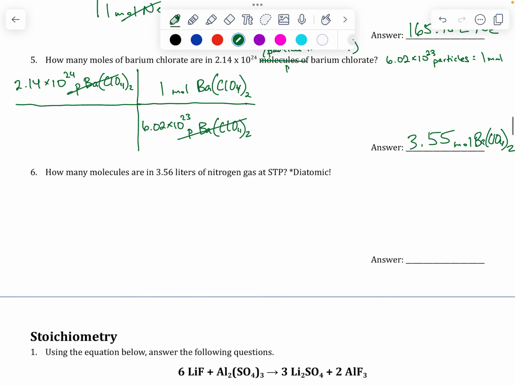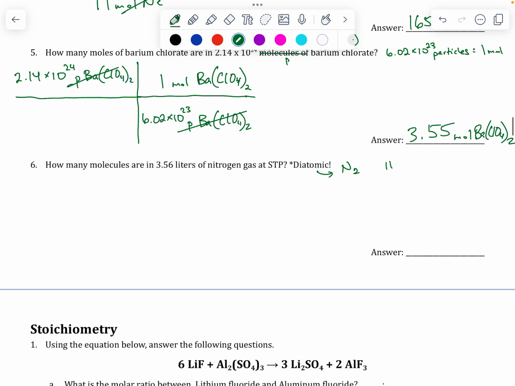All right, and the last one for this part, again, remember STP just means standard temperature and pressure. And then how many molecules are there in this many liters of nitrogen gas? And remember, diatomic just means that nitrogen, like a couple of others in Honkelbrief, are diatomic, which means we have 2 of them for everything. So how many molecules are there? Well, let's replace that with particles again. So we're talking about particle amount. Here's 3.56 liters of nitrogen gas.